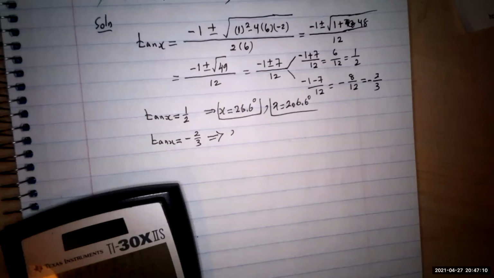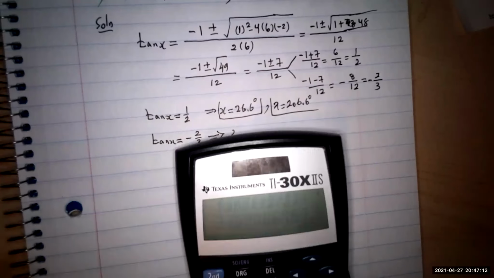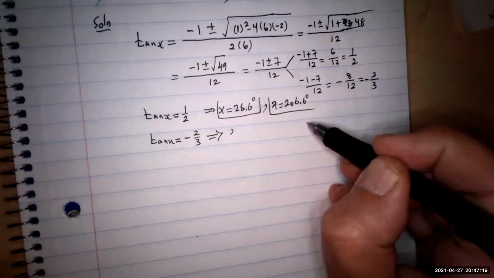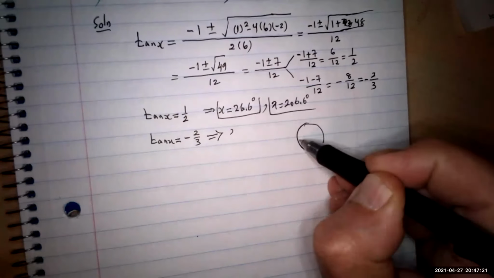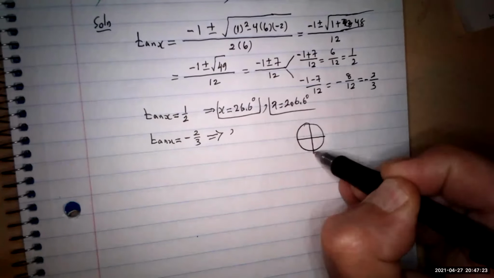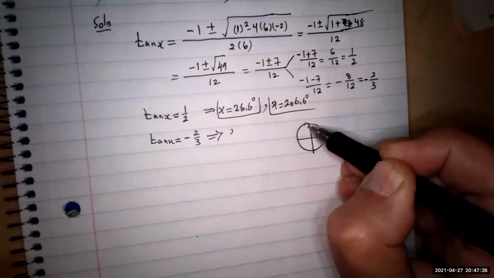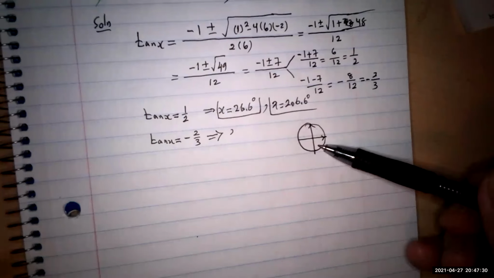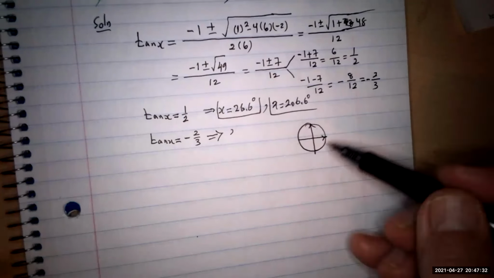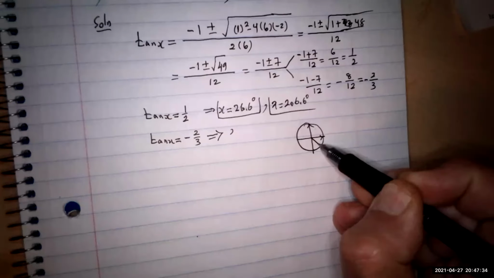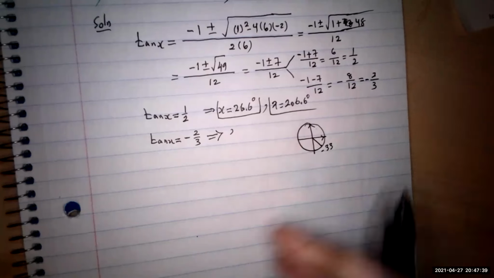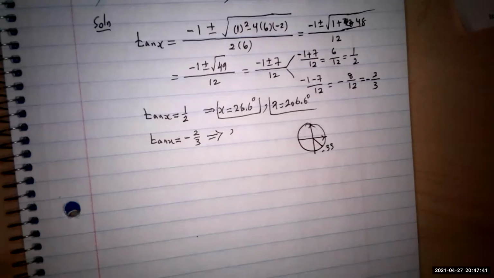That would be a better one if you want to use your calculator, because the calculator will give you the tangent inverse. The tangent inverse always gives you the first quadrant or the fourth one. So the one that you got here is negative 33.69.